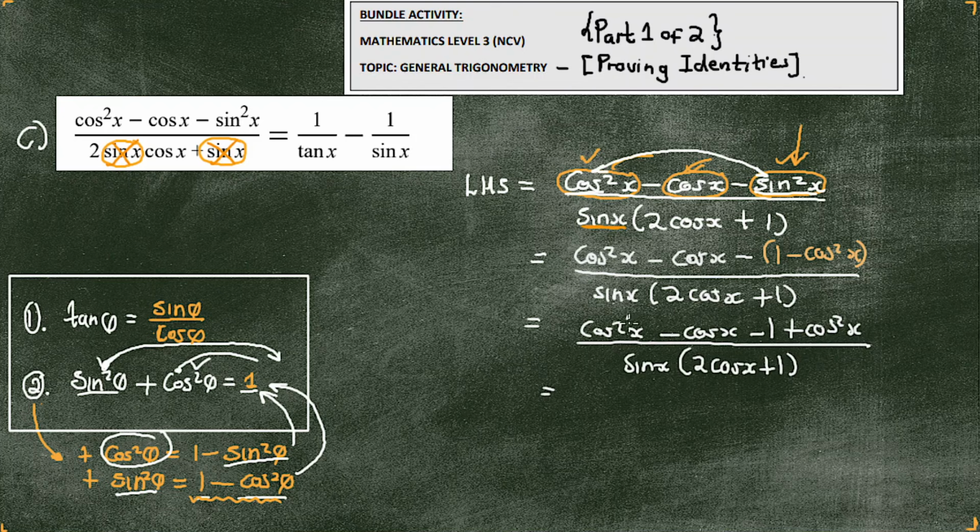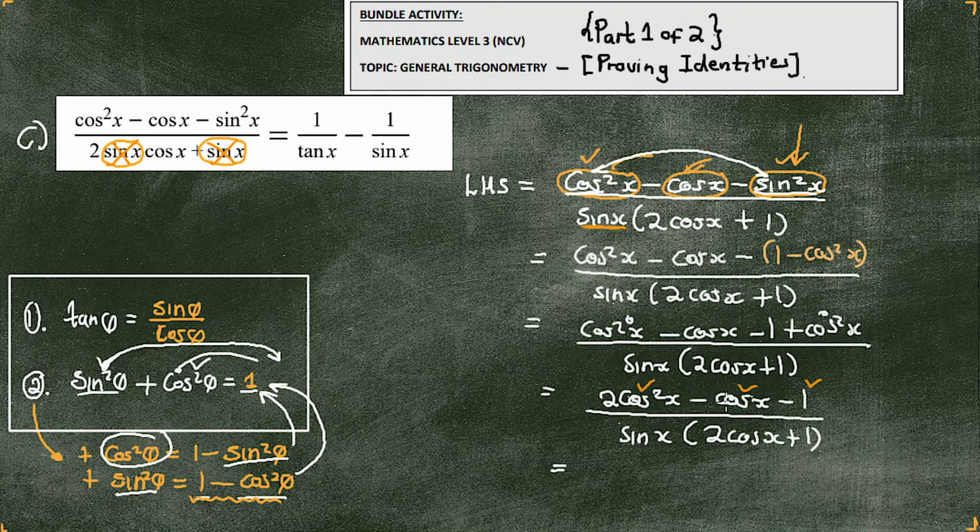So yes, now this cos squared and this cos squared is gonna give us a 2 cos squared x, minus cos, not squared but x, it's just going to be a cos x minus 1 over sine x (2 cos x plus 1). Okay, now the numerator should be factored as I've anticipated. We're going to have a trinomial. This needs to be factored. Level 2 factorization should ring a bell.